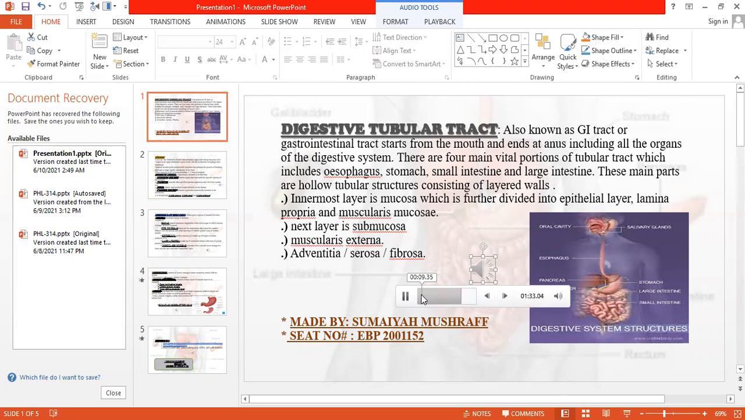These main parts are basically hollow tubular structures consisting of many layered walls. The innermost layer is known as mucosa, which is further divided into the epithelial layer, lamina propria layer, and muscularis mucosa layer. The next layer is submucosa. The third one is muscularis externa, and the fourth one is adventitia, serosa, or fibrosa.